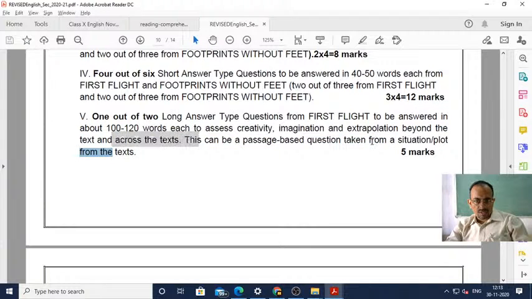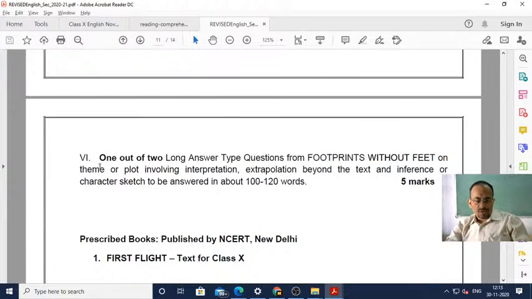From the text, the question can be based on incidents, or it could be based on anything from the plot. Plot means story here. It can also be from a character: a character sketch or character analysis of a particular character they will give you to write, or they can give you a question on the theme or plot involving interpretation, extrapolation beyond the text. That means the question could be HOTS based also, higher order thinking skill based. So it depends. We'll practice some questions so that you are able to understand.